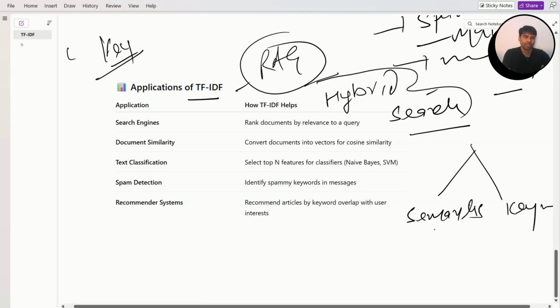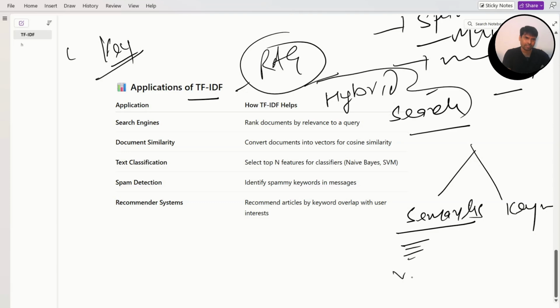For semantic search, we use an embedding model like Word2Vec based on a vector database. In keyword search, suppose you have a document and you want to find the exact match based on the keyword alone, then you can use TF-IDF, this kind of technique, because it works very well on keyword search. So you can combine both semantic search and keyword-based search in your RAG pipeline.